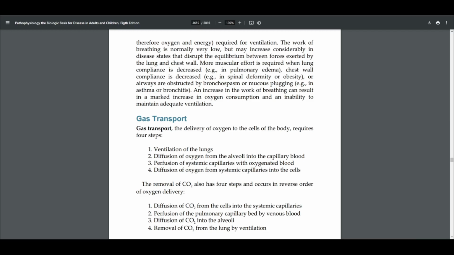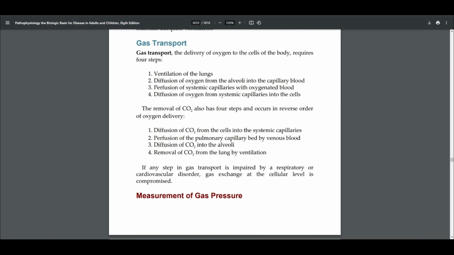More muscular effort is required when lung compliance is decreased, your pulmonary edema, chest wall compliance is decreased, in spinal deformity or obesity, or airway is obstructed by bronchospasm and mucus plugging in your asthma and bronchitis. An increase in work of breathing can result in a marked increase in oxygen consumption and an inability to maintain adequate ventilation. So that leads us to our gas transportation.